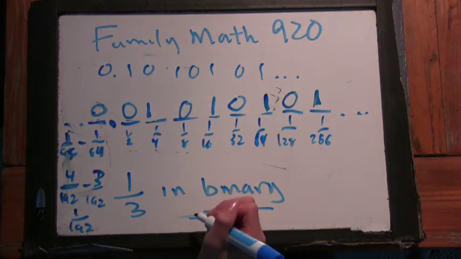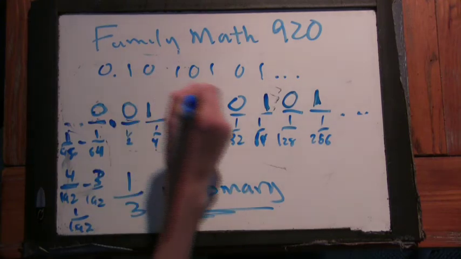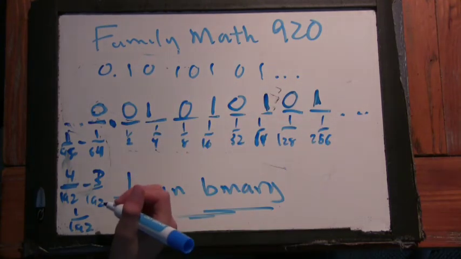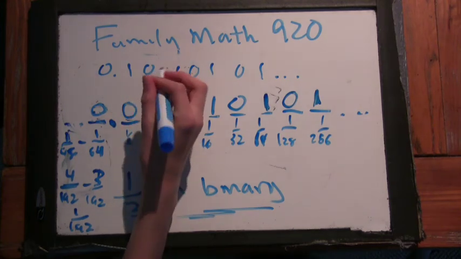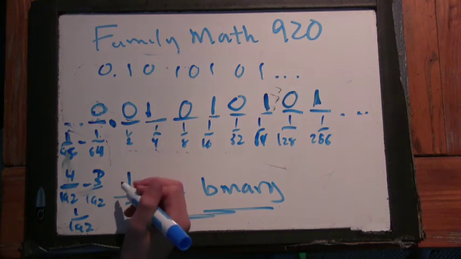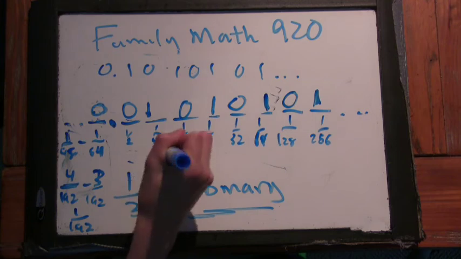Okay. How did you figure that out? That's a pretty nice thing to notice. Well, we think this is 1/3, so if we multiply 1/3 by 2, we should get 2/3. And multiplying by 2 in binary is just shifting over a place to the left.